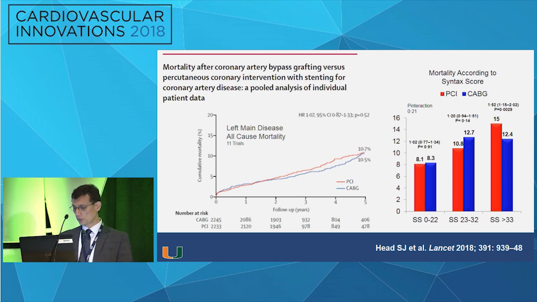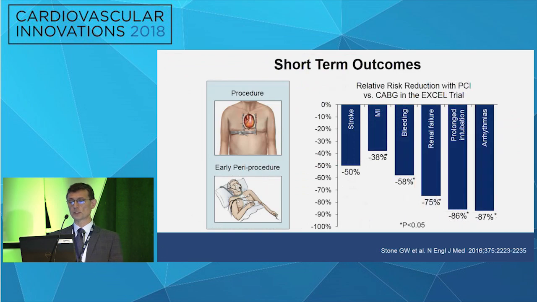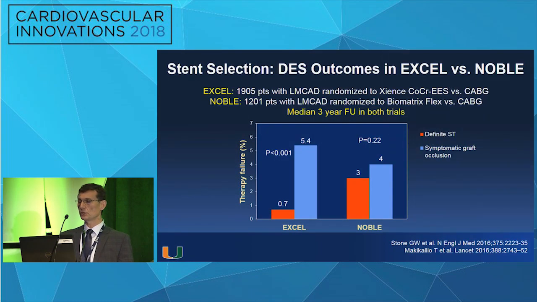So we can use PCI, and we can have those discussions with our patients and our heart team. But we don't want to forget that PCI is associated with less stroke, MI, bleeding, renal failure, prolonged intubation, and arrhythmias, and those are all comorbidities that affect the patient and prolong hospital stay and affect their quality of life, even though the quality of life may catch up after 1 year for the surgical patients.